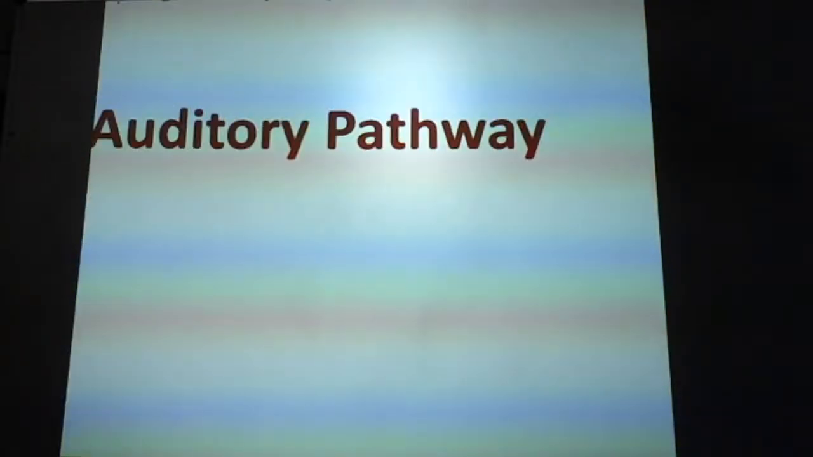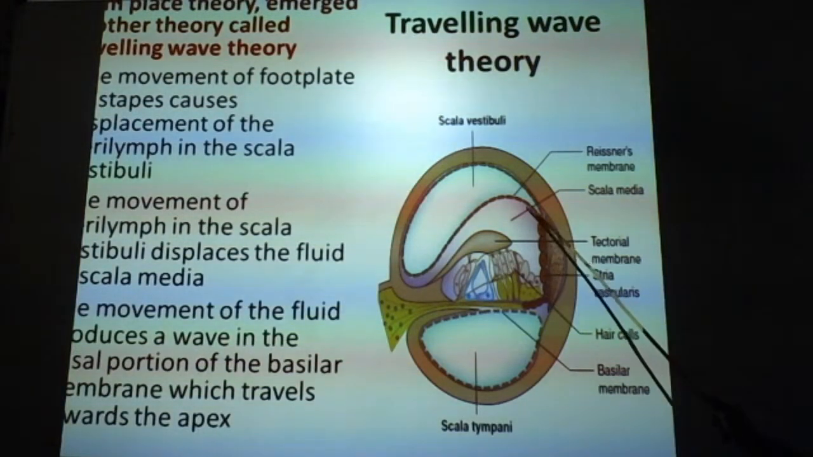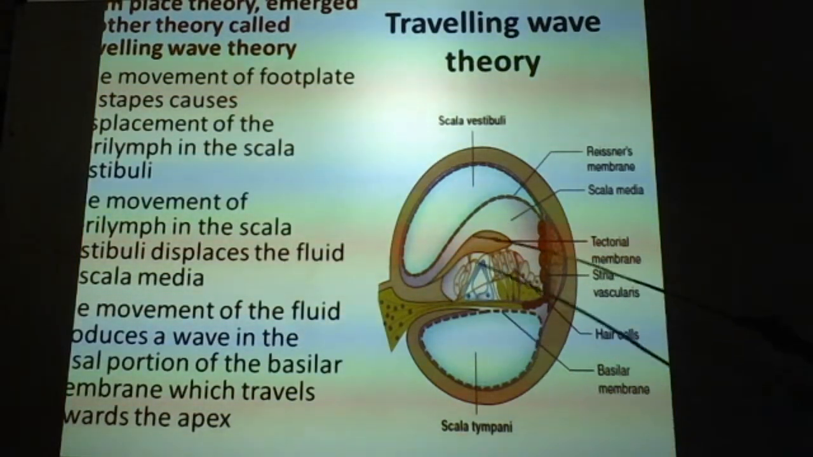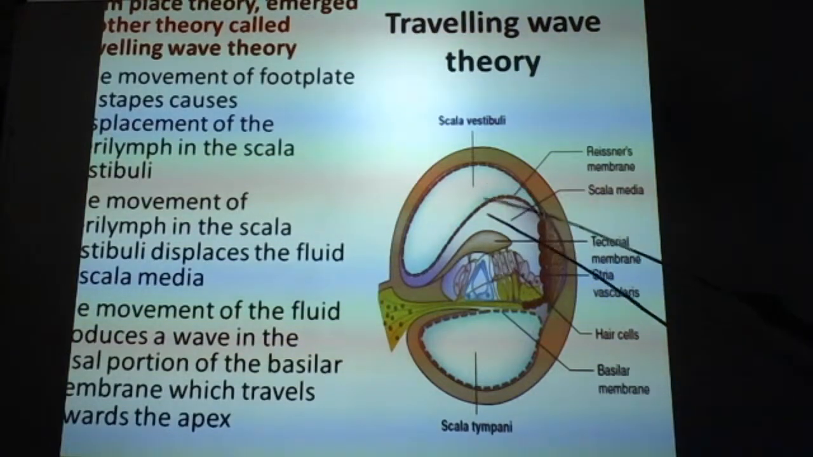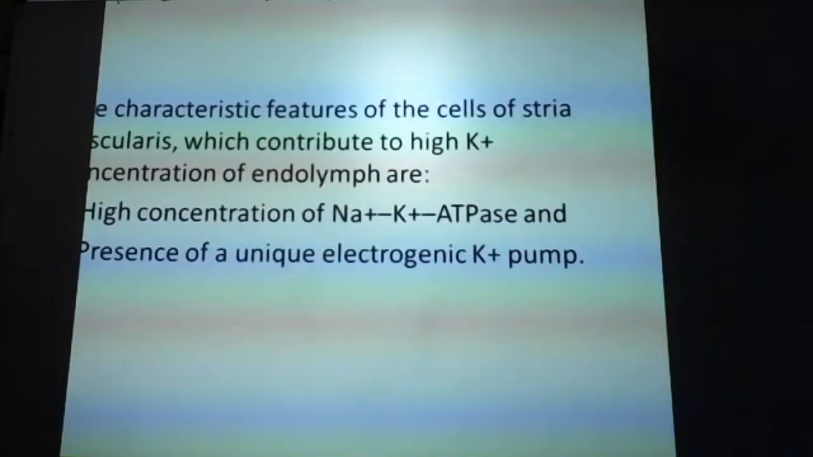Let me show you in the diagram. This will be the scala media, and the difference between this and the perilymph of scala vestibuli and tympani is plus 80 millivolts. That is the endocochlear potential. The characteristic features of the cells of the stria vascularis contribute to this high potassium concentration of the endolymph: a high concentration of sodium potassium ATPase and the presence of an electrogenic potassium pump.